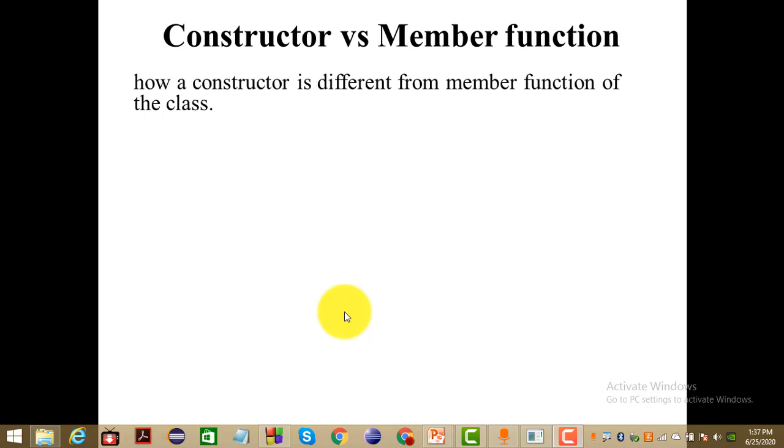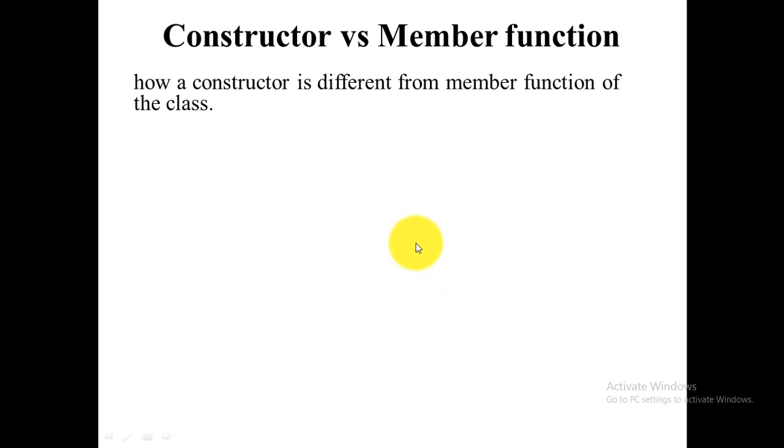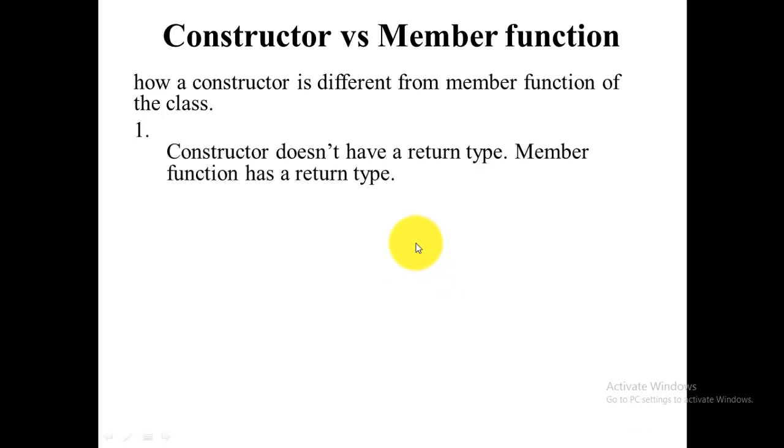So what is the difference between the constructor and a member function? Let's see how a constructor is different from the member functions of the class. Number 1, a constructor doesn't have a return type, while a member function has a return type. As we have earlier discussed, a constructor doesn't have a return type, we never define the return type. While in a member function, we have to define the return type to perform some calculations, to perform some functionality.